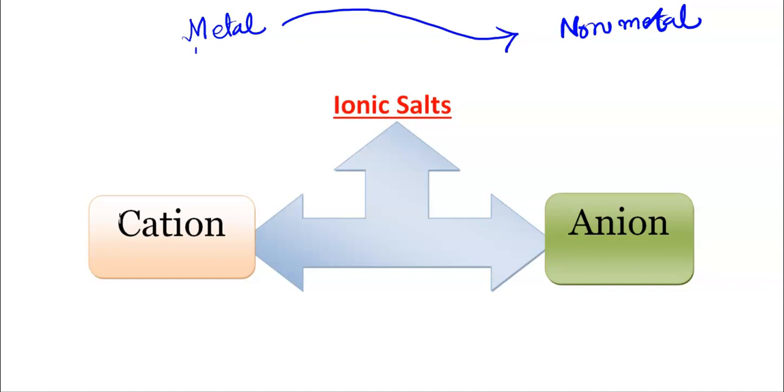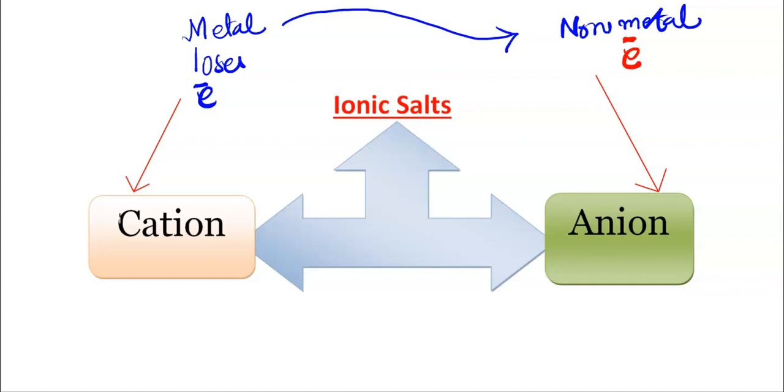When metal loses electrons, it will become a positive ion, and when non-metal gains electrons, it will become a negative ion. As you know, the name of a negative ion is anion and the name of a positive ion is cation. So here you can see the metal loses electrons and the non-metal gains electrons. So when it gains electrons, it becomes an anion.